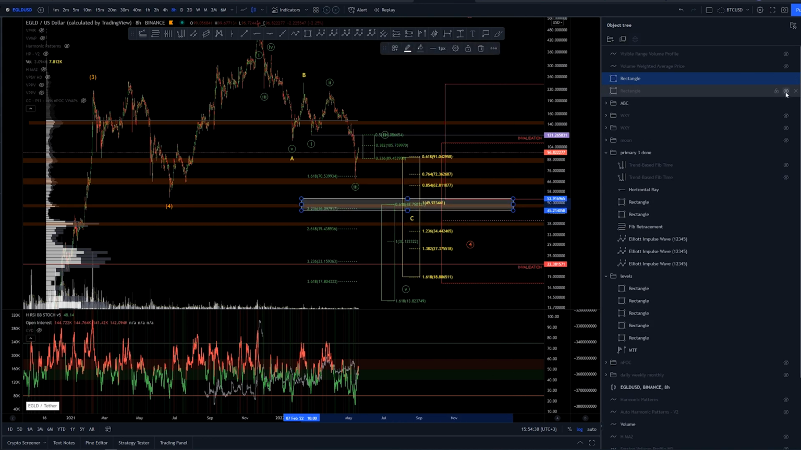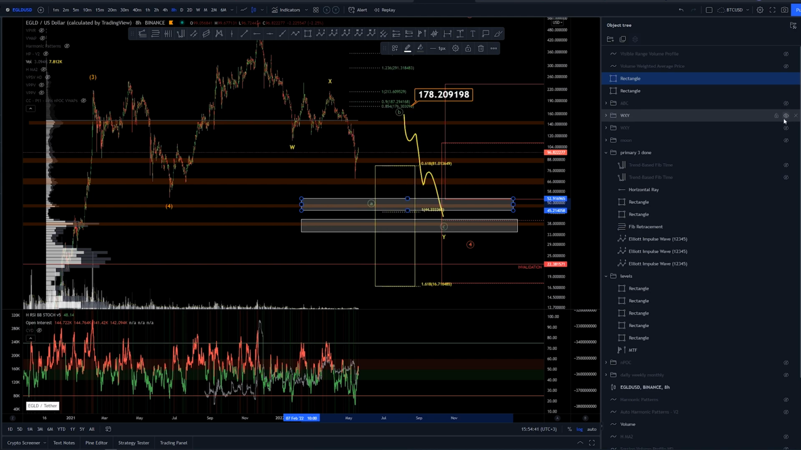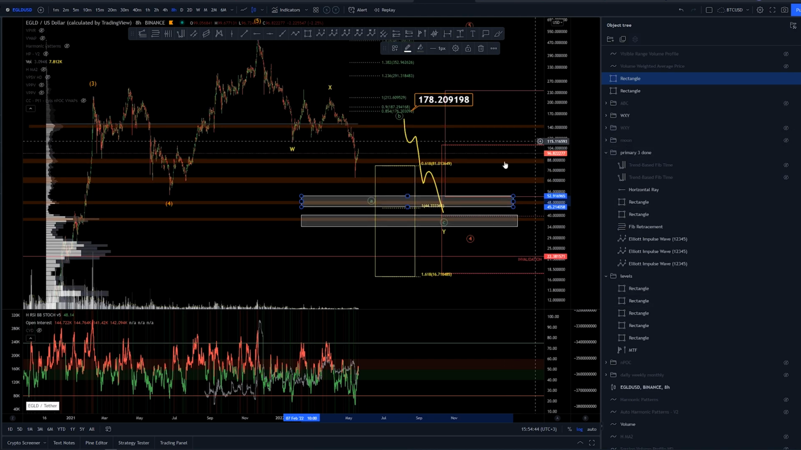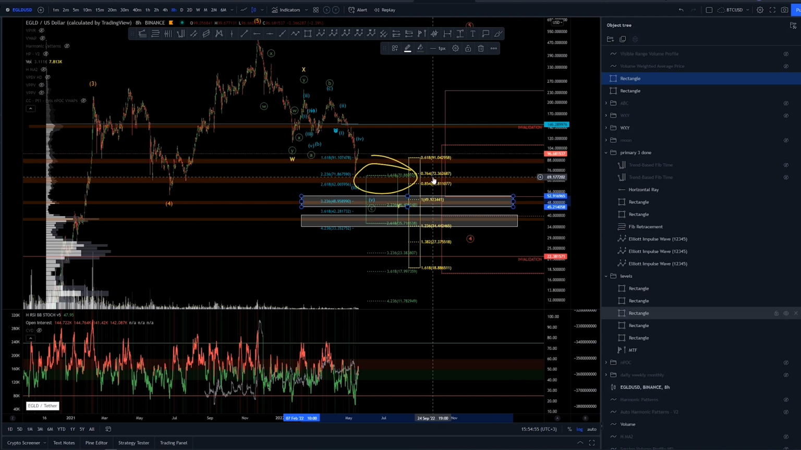Let's see if these are the same for the WXY. We had the one-to-one extension here, pretty much aligning right in the middle of these two. Most likely it's not happening here, to be honest. For this other WXY, we do get the nice one-to-one extension here and 2.236 extension as well, if this last wave is not getting extended any more than it already is. But yeah, I think that's all the targets I wanted to share on EGLD or Elrond.